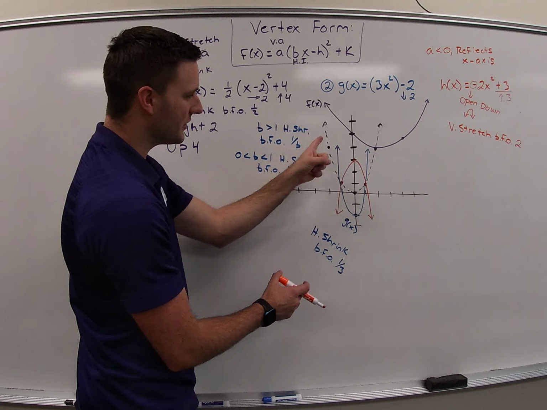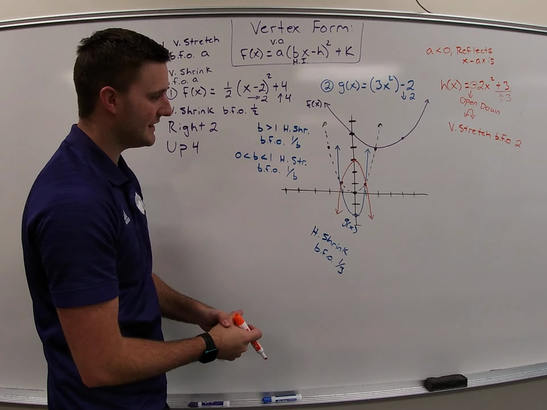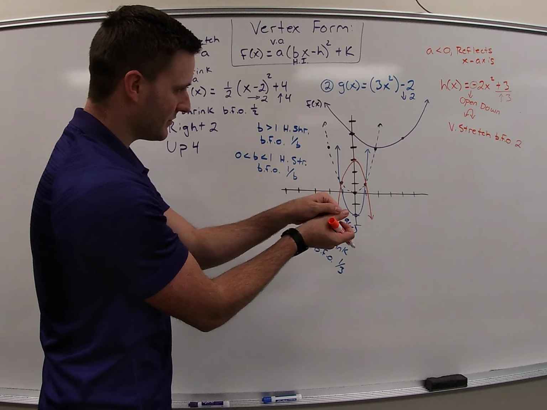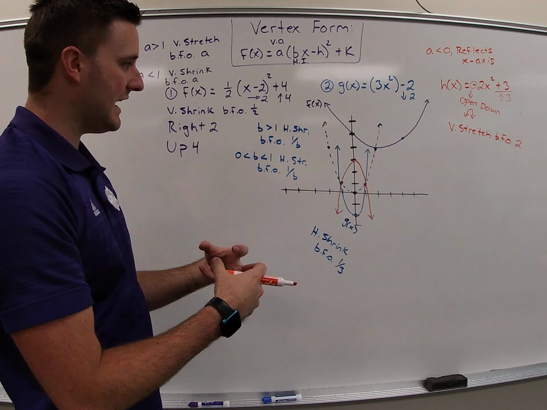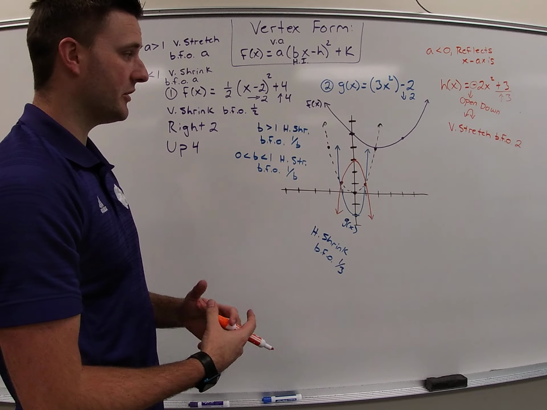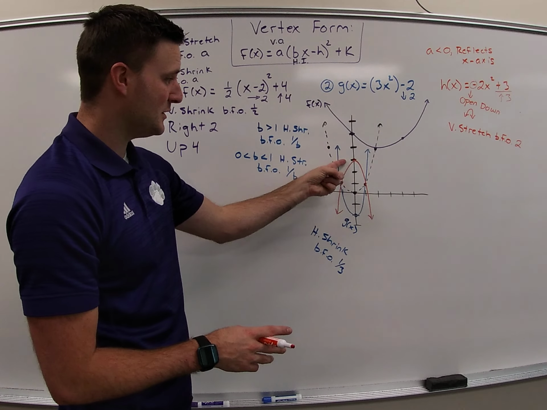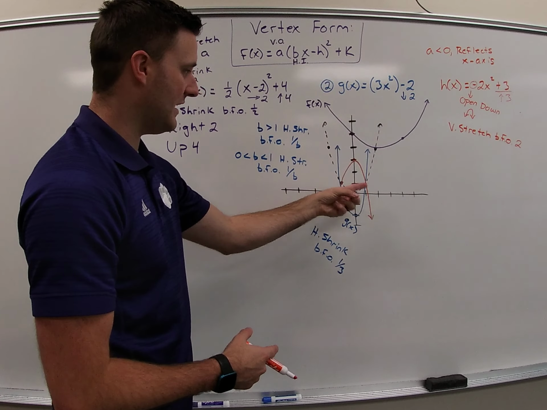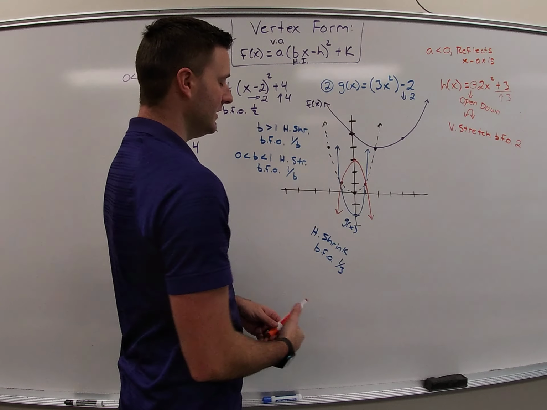Now, it is skinnier than our original, so it makes sense that we have this vertical stretch. So even though it opens down, it is not as wide as our original function. So we have this vertical stretch by a factor of 2. So that number, a or b, that's attached to your variable, will kind of act as your slope from your vertex to your next point. And then remembering that these are symmetrical about what we're going to learn soon, that's called the axis of symmetry.